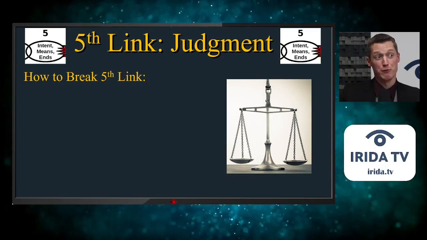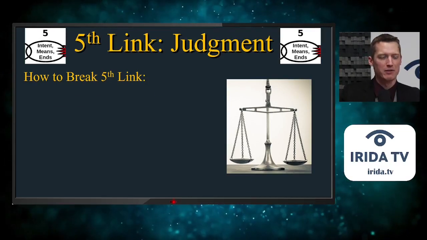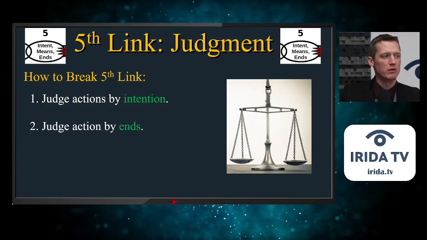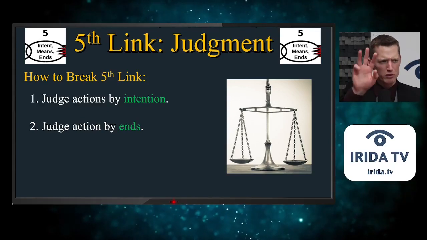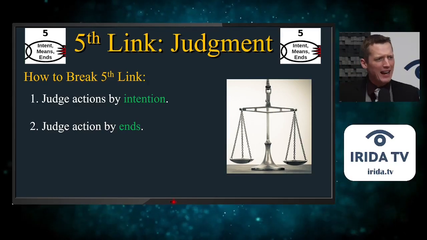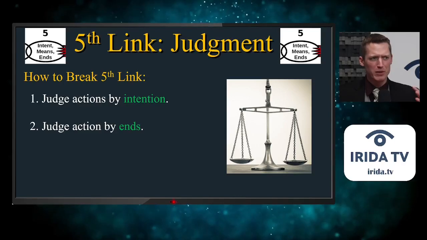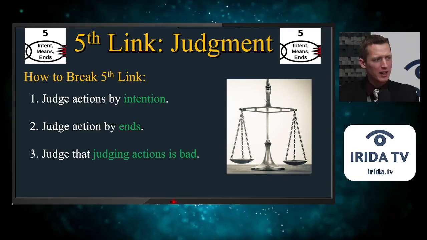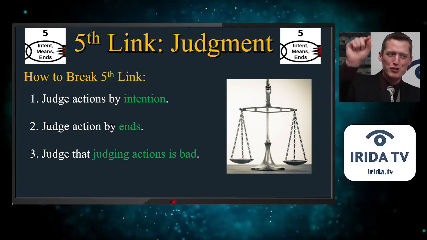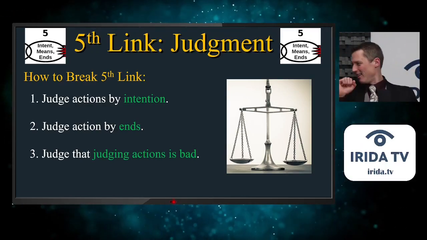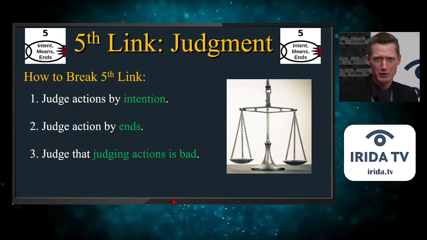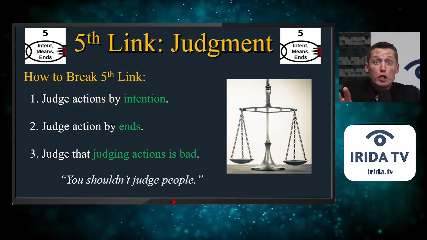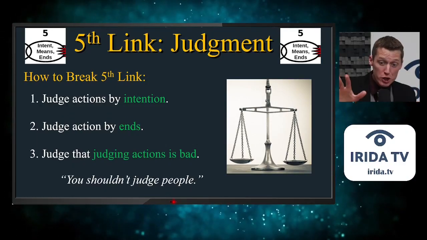So it turns out that there are actually more ways to break link 5. You can judge actions by their intentions. You can judge actions by their ends. And again, I realized this as I was putting this slideshow together, there's actually a 3rd way to do it. You could judge that judging actions is bad. Which is, again, another self-contradictory thing, because if I judge that judging is bad, that's a judgment in and of itself. You shouldn't judge people. Don't judge, don't judge, don't judge.